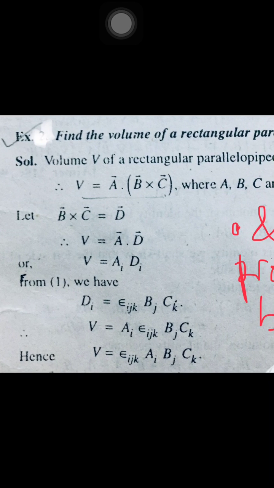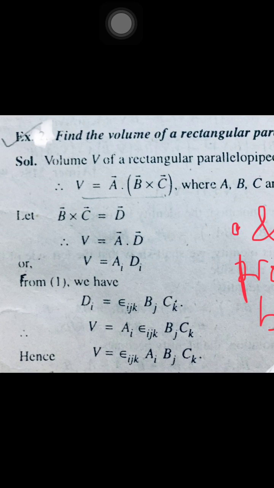From the earlier slide, we know that d_i is the cross product of B and C. How is it written? d_i equals epsilon_ijk b_j c_k, because the vectors in the cross product are B and C. Substitute this value of d_i in the volume formula. So V becomes a_i epsilon_ijk b_j c_k. Epsilon_ijk is a scalar quantity, so we may write V equals epsilon_ijk a_i b_j c_k.